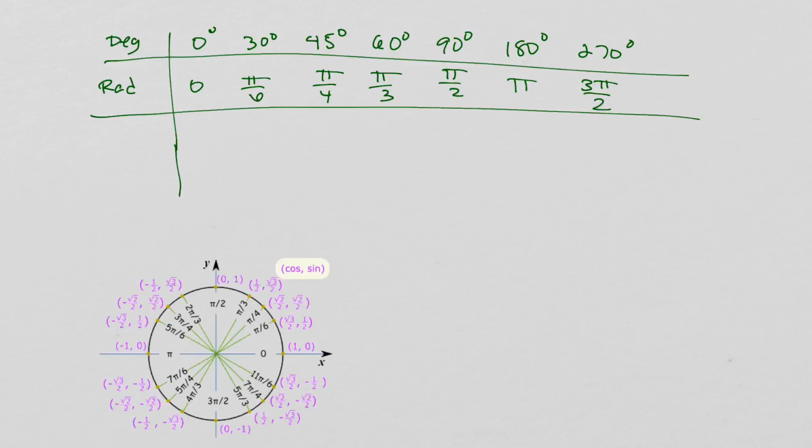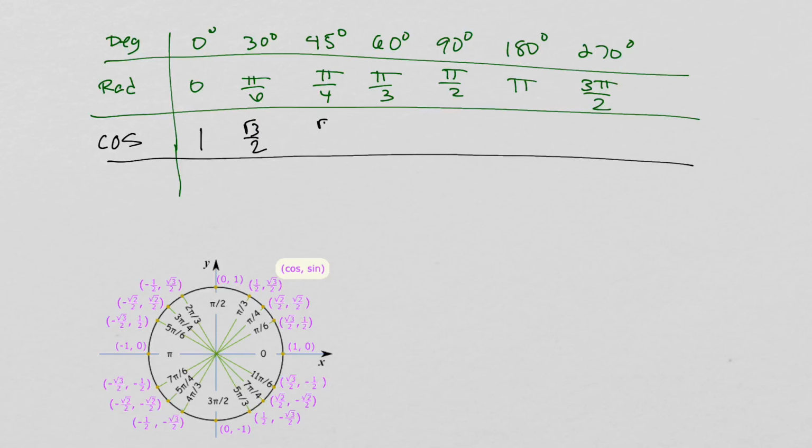So if you remember, the cosine values are the first part of the ordered pairs. So for 0 degrees, we use the 1. For 30 degrees, we use the square root of 3 over 2. And then we use square root of 2 over 2, 1 over 2, and then 0. And then we have a negative 1 and a 0 for that one. For sine, it's the second part of the ordered pairs. So that one would be 0, 1/2, square root of 2 over 2, square root of 3 over 2, 1, 0, and negative 1. Okay?